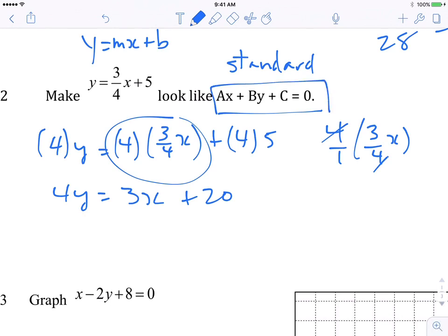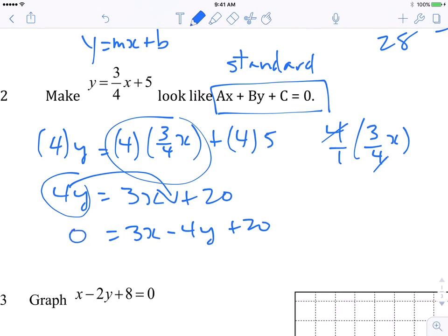So we already have 3x here, so we'll keep this 3x. And we are going to write negative 4y plus 20. Again, we're going to subtract 4y from both sides. It looks like we're just taking the 4y and sneaking it in here on the other side. And that'll equal 0. Or you can rewrite it like this, 3x minus 4y plus 20 equals 0. These two lines here are the exact same thing, and that's your answer.